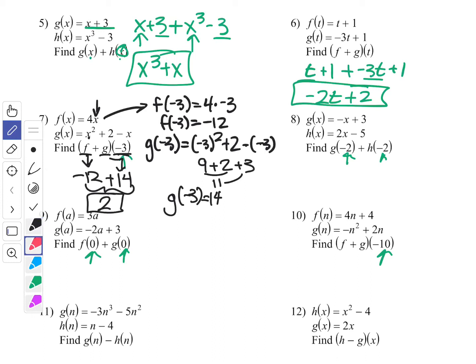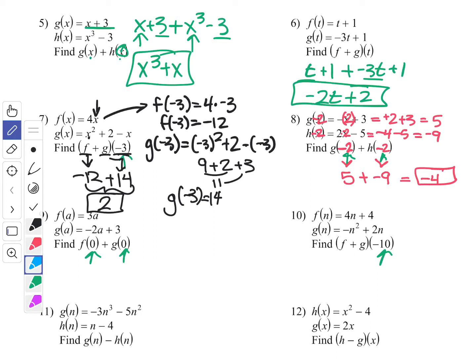All right, number 8, same idea. We're solving, or not solving, evaluating for -2. So everywhere there's an x, I'm going to put a -2. So g of -2 equals -2 plus 3. Negative would make it a +2 plus 3, which would be a 5. Same idea for the h. I'm going to replace the x with -2. So -2 times 2 times -2 is -4, minus 5 is a -9. So g of x becomes 5, h of x becomes -9. 5 plus -9 gives us -4 as our answer.